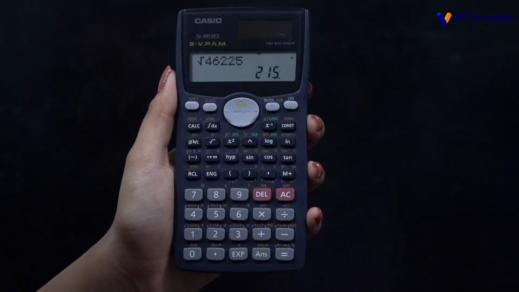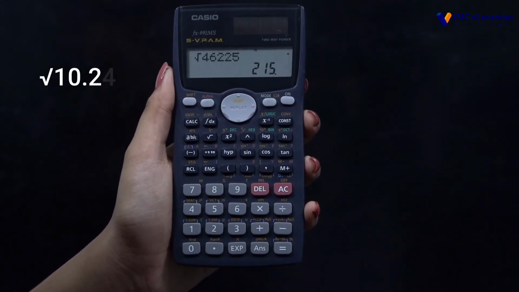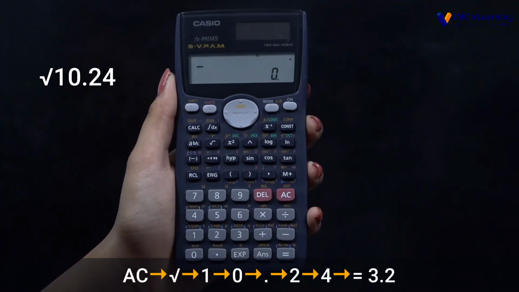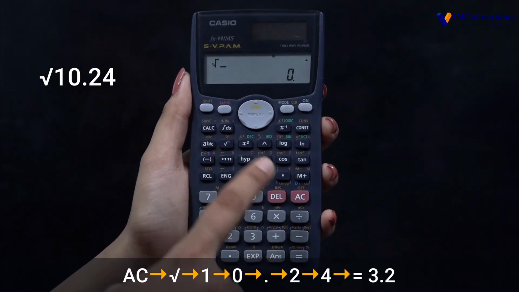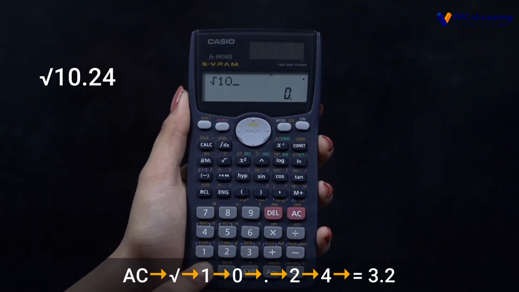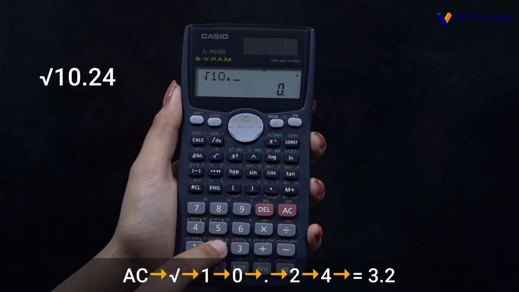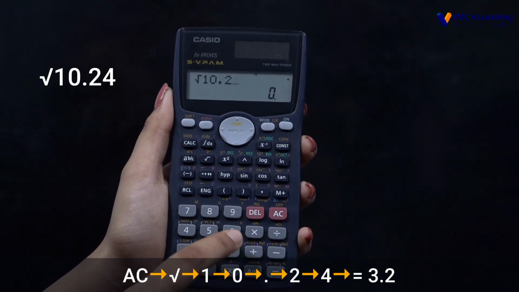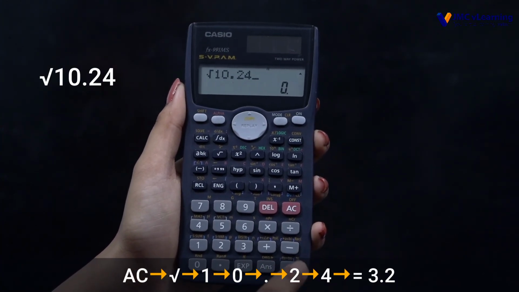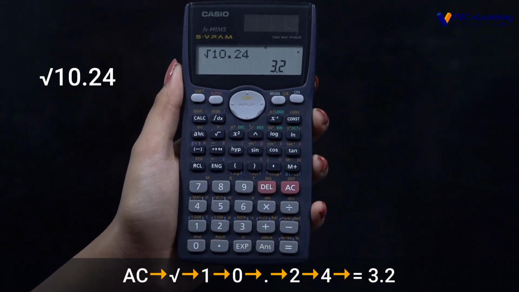Third example is the square root of 10.24. First press AC, then the square root key, then 1, then 0, then the decimal point. After that press 2, then 4. Let's take the value, press the result key. The answer is 3.2.